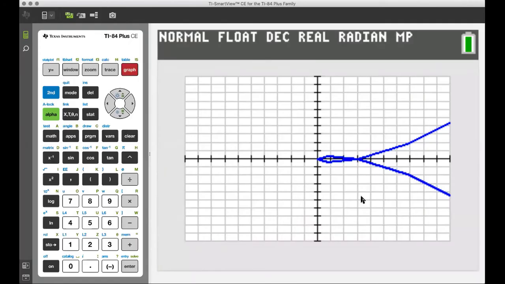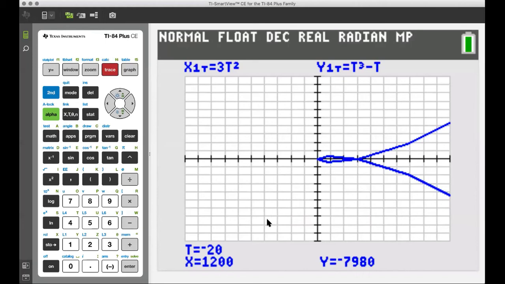Looking at the graph, if you hit the trace button, you'll be able to trace through various values of t. When I hit trace, notice it's starting at t equals negative 20, and check out your actual ordered pair. This is way down in the fourth quadrant, all the way up at 1200 comma negative 7980. As I hit my right arrow, notice my t values are increasing. They're coming from the left on the number line. If you think about where this point is tracing, I'm going to go slow so you can see where eventually it will come into view.